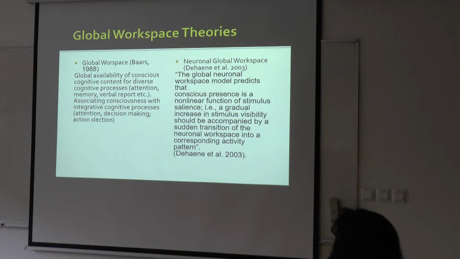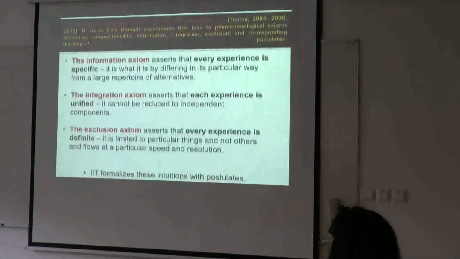Global workspace theories: an almost antiquated approach by now. Now I'm going to give you just a short view of what was going on from 2003 onwards. The global neural workspace model predicts that conscious presence is a nonlinear function of stimulus salience. A gradual increase in stimulus visibility should be accompanied by a sudden transition of the neuronal workspace into a corresponding activity.